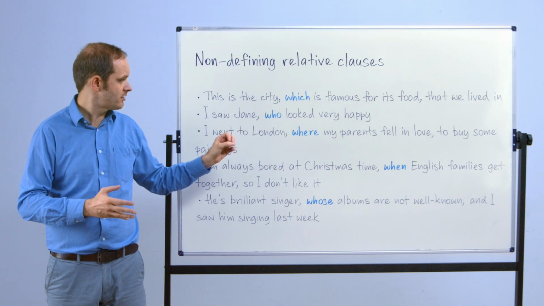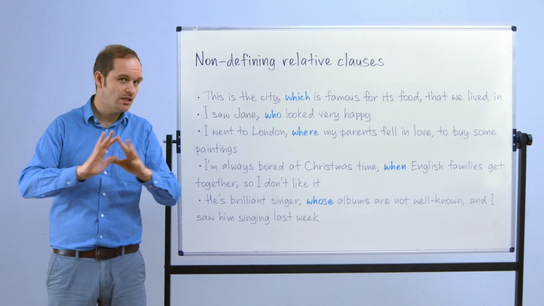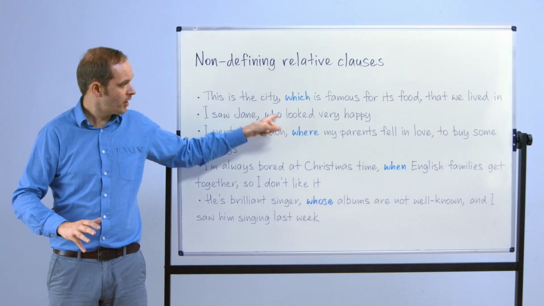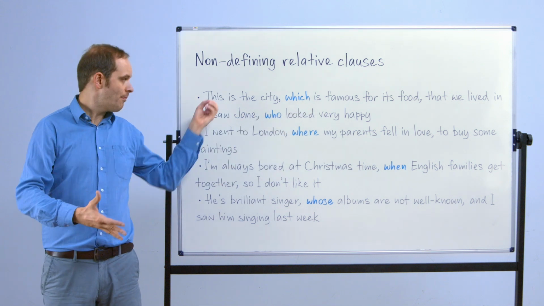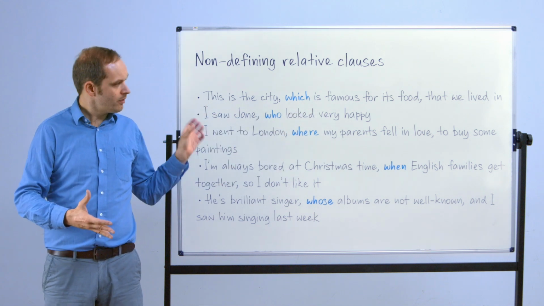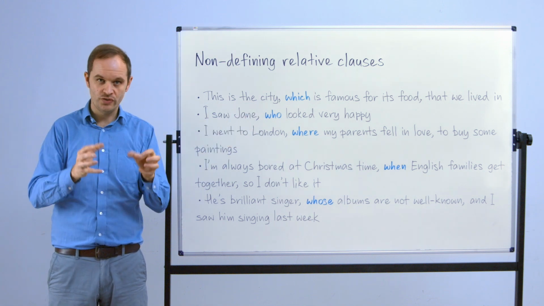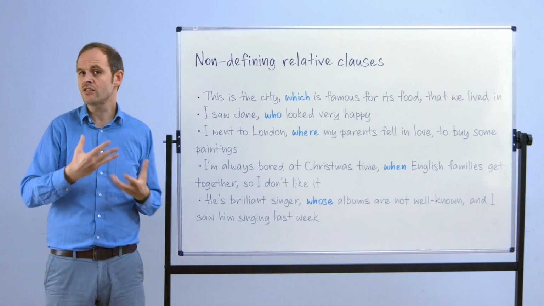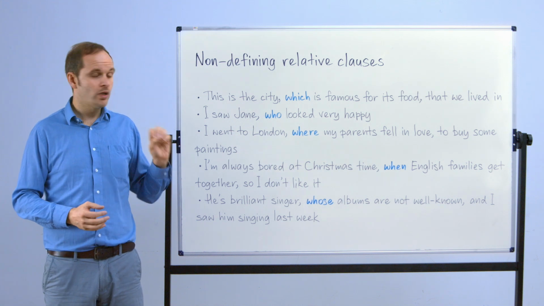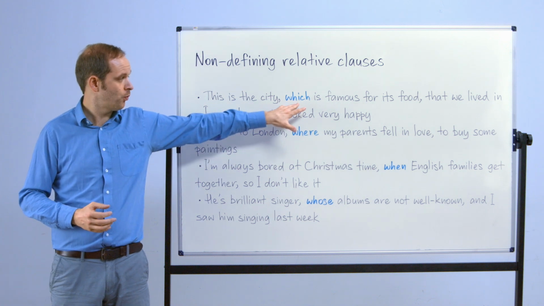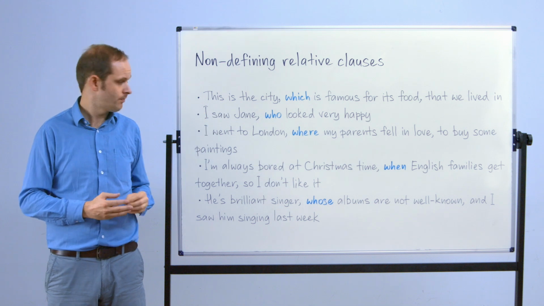So if we look at this sentence here, we can see this is the city that we lived in. That sentence works fine, and we use punctuation and a relative clause to add some extra information about this city. So really, by using a non-defining relative clause, you turn two sentences into one sentence. And a sentence with more information in it is basically a better sentence. One thing to watch out for would be the fact that which cannot become that in a non-defining relative clause.